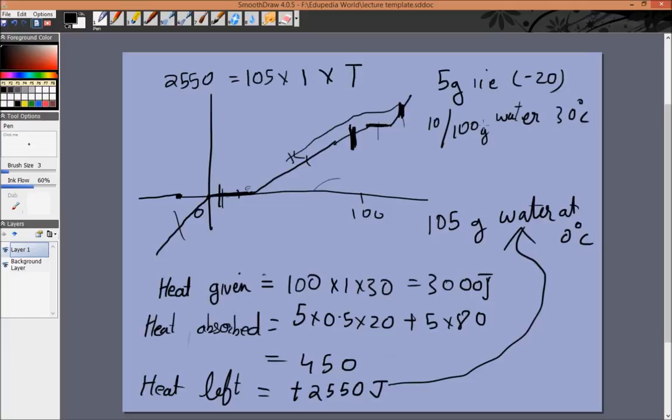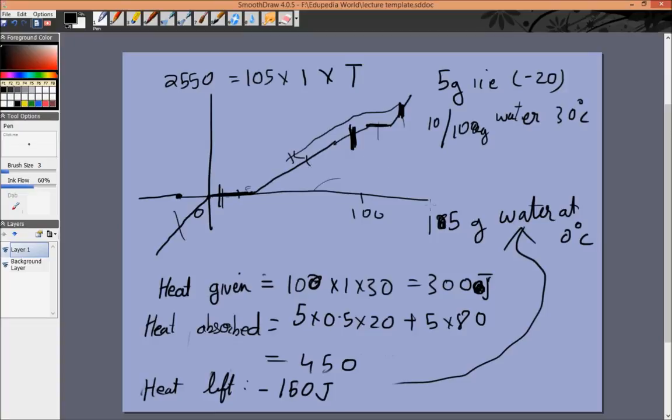What if this were 10 gram of water? Then this would be 15 gram water. This would be 10 multiplied by 30. This is 300 and this is 450. So in that case, the heat given is 300 and the heat absorbed is 450. So what is the heat left? It is minus 150 joules. Minus 150 because you absorbed more than you gave.